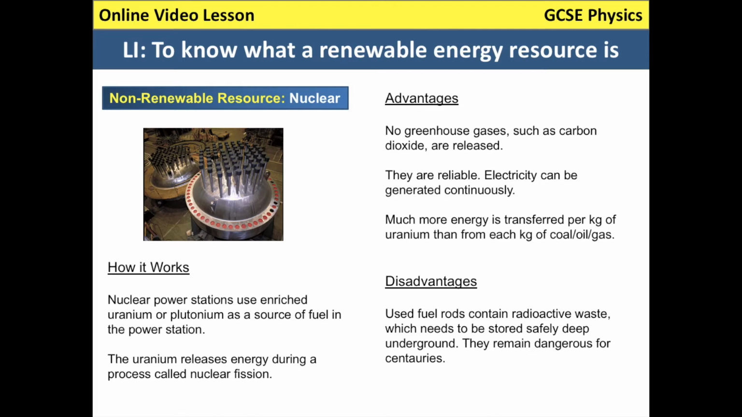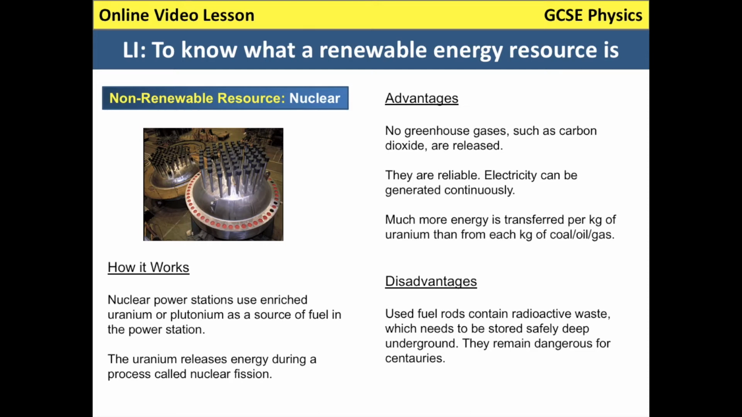The advantages of using nuclear power stations is that there is no carbon dioxide or any other greenhouse gases for that matter released. Therefore, of course, it will not contribute to global warming. Again, they are reliable and the electricity can be continuously generated, and much more energy is available per kilogram of uranium or kilogram of plutonium than would be available from each kilogram of coal, oil and gas. Therefore, we can actually use the term energy density, and you might see that in some of your revision guides. We can say that nuclear fuel has a high energy density, meaning we get lots of energy per kilogram of it. The disadvantages of it ultimately come down to safety.